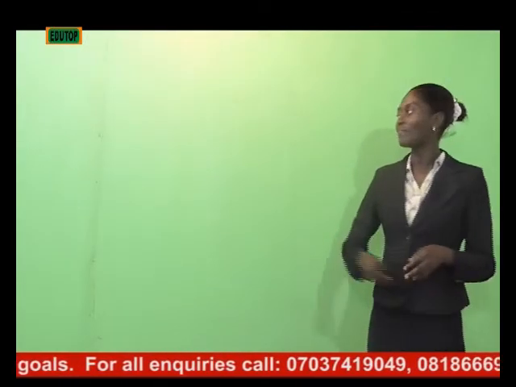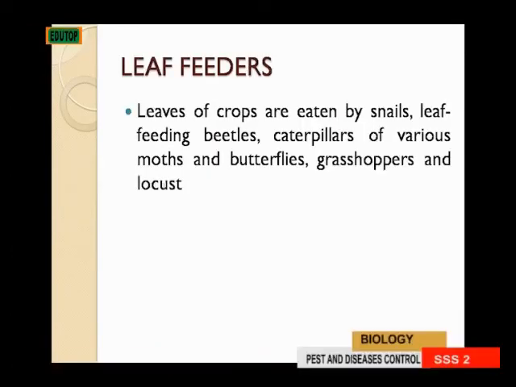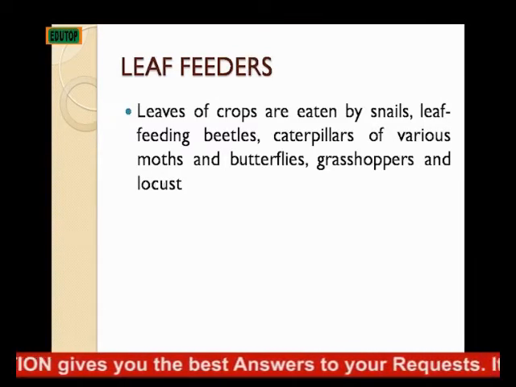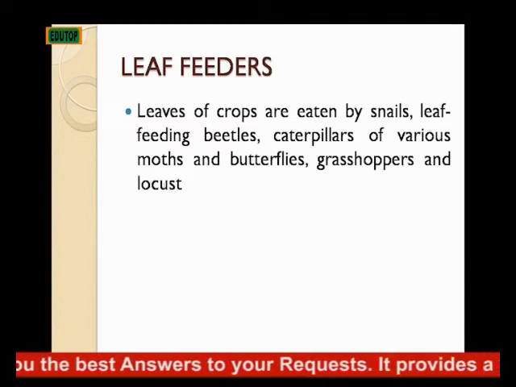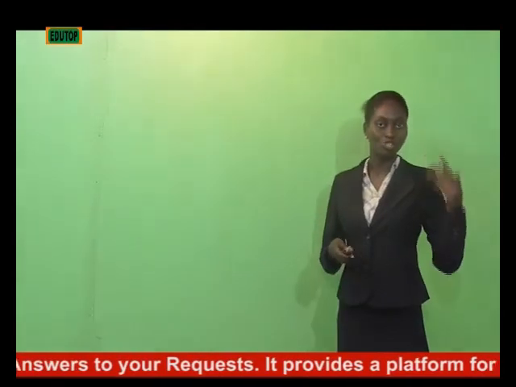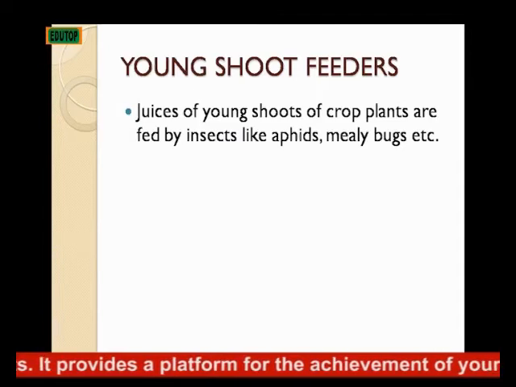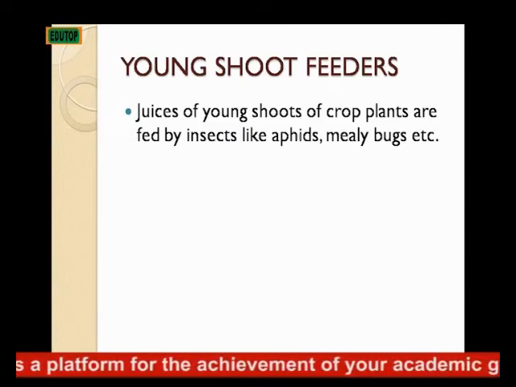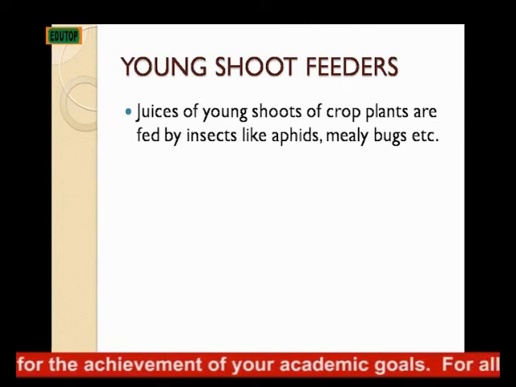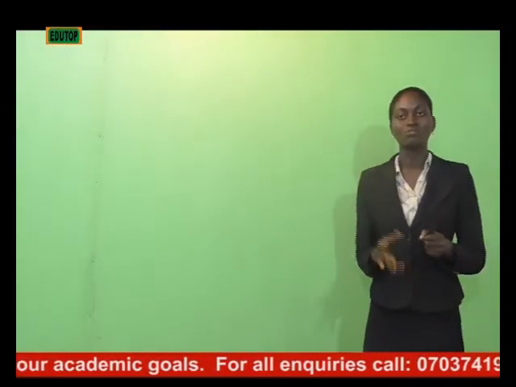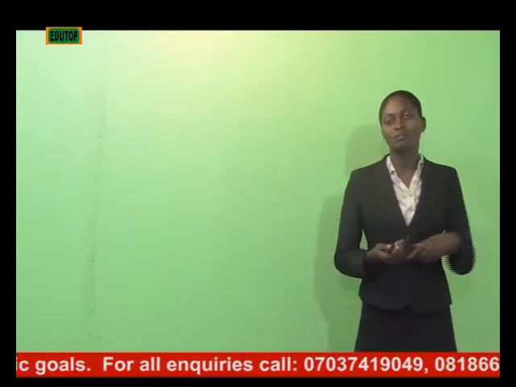Then the next group, we have the leaf feeders. The leaves of crops are eaten by certain animals such as snails, leaf-feeding beetles, caterpillars of various moths, butterflies, grasshoppers, and locusts. They come to feed on the leaf, thereby destroying the plant. Then we have young shoot feeders. The juices of young shoots of crop plants are fed on by insects like aphids. They feed on the young, very succulent shoots. Such insects are aphids and mealybugs.